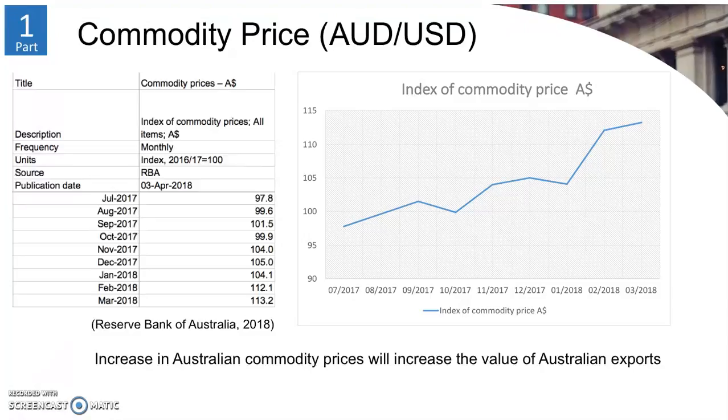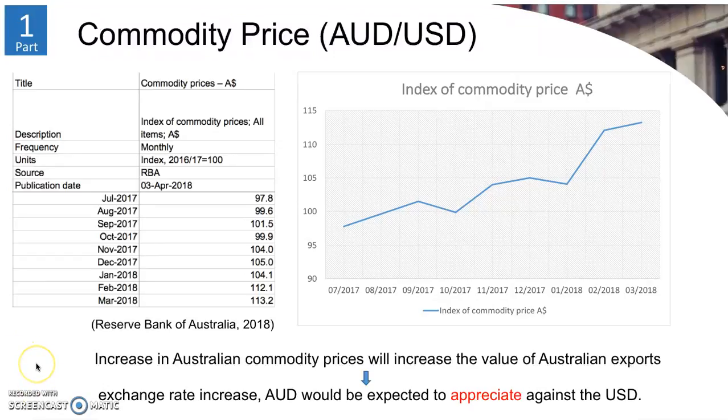An increase in commodity price in Australia will increase the value of Australian exports, which means the rest of the world has to pay more for the commodity. So the exchange rate is expected to go up. The Australian dollar would be expected to appreciate against the US dollar.